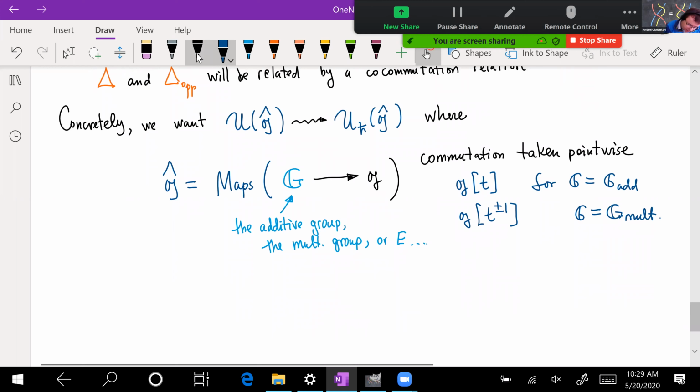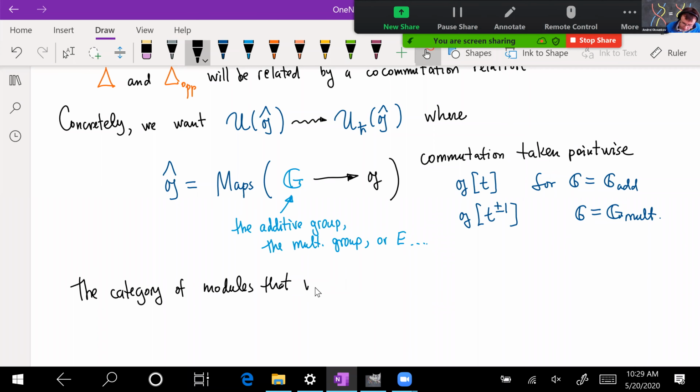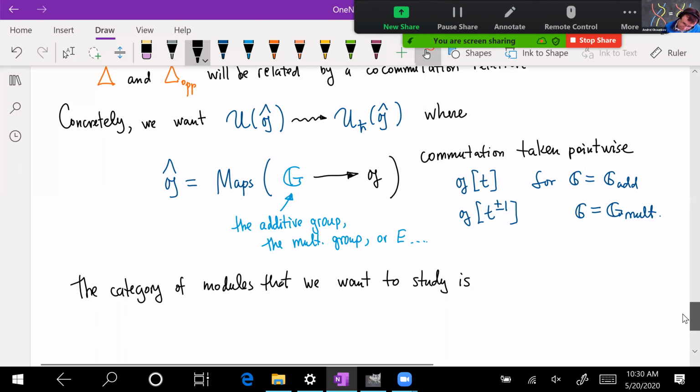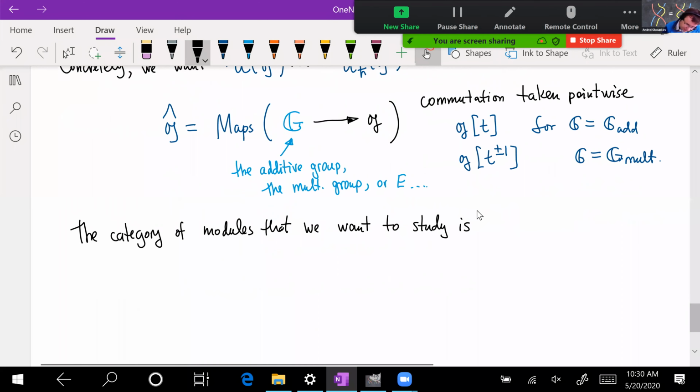And the category of modules that we want to study is of the following kind. So first you take, so we study deformations.